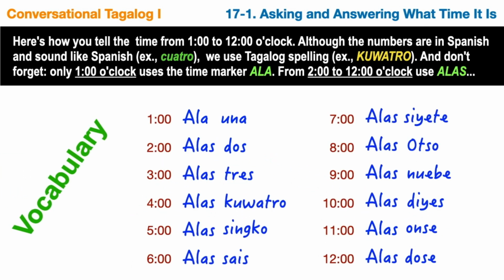Here's how you tell the time from 1 to 12 o'clock. Although the numbers are in Spanish and sound like Spanish, example cuatro, we use Tagalog spelling, example kuwatro, and don't forget, only 1 o'clock uses the time marker ala. From 2 to 12 o'clock, use alas.